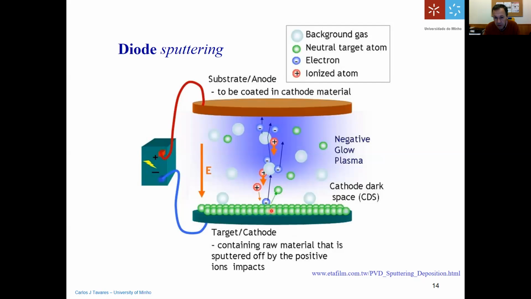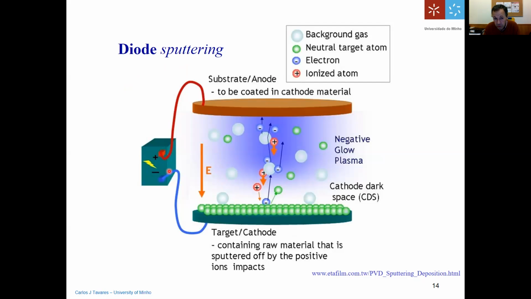If you use a silicon target, or a polymer target which is non-conductive, then diode sputtering will not work. Because if it's an insulator, you'll have accumulation of charges here, and they will make a shielding to your cathode.